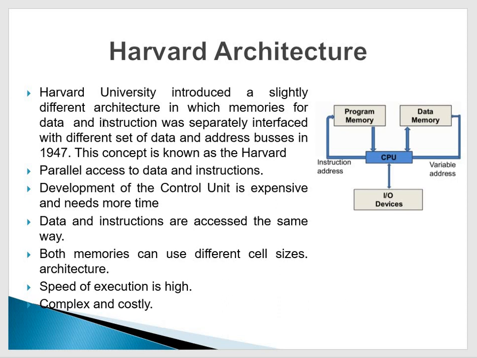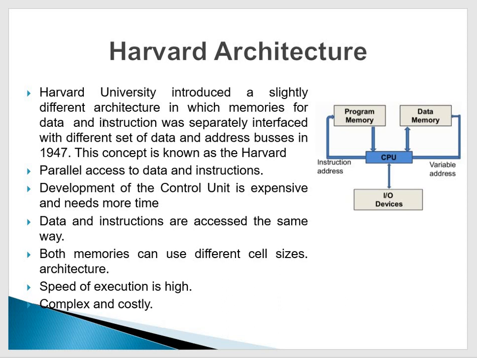So the concept, methodology or architecture in which the CPU has different sets of address and data buses to interface the external program memory and data memory is called the Harvard architecture. Now we will discuss some advantages of the Harvard architecture over the von Neumann architecture.